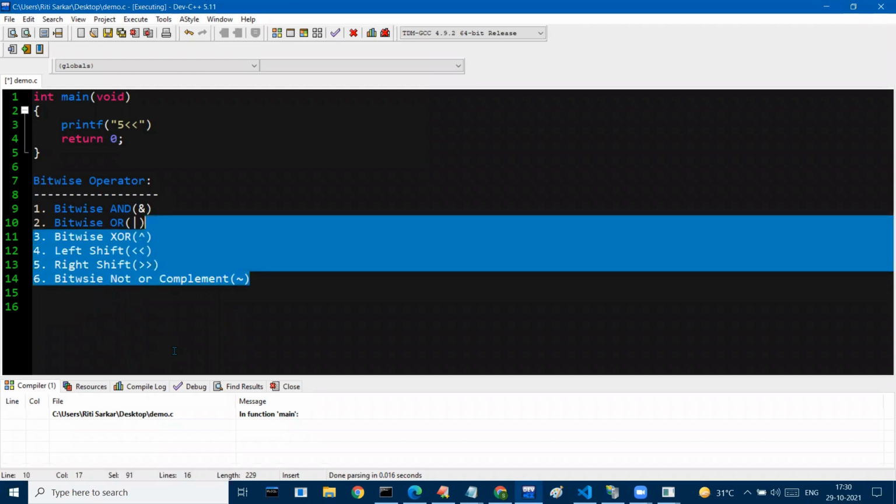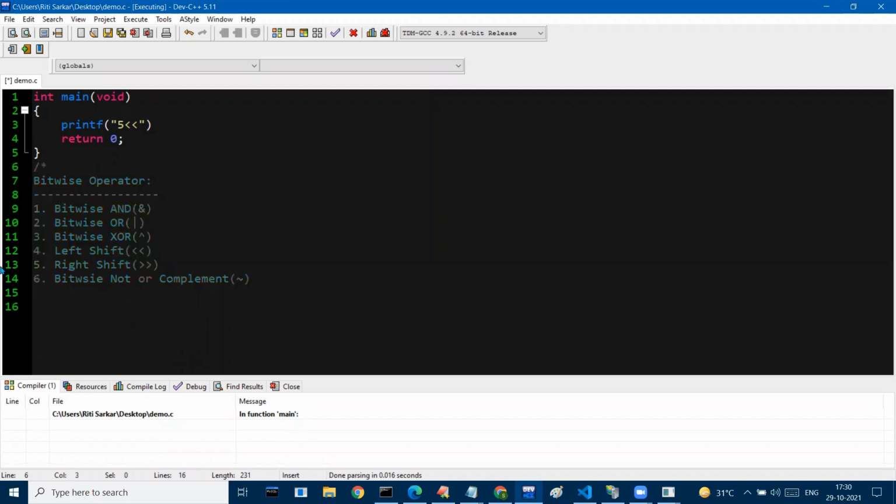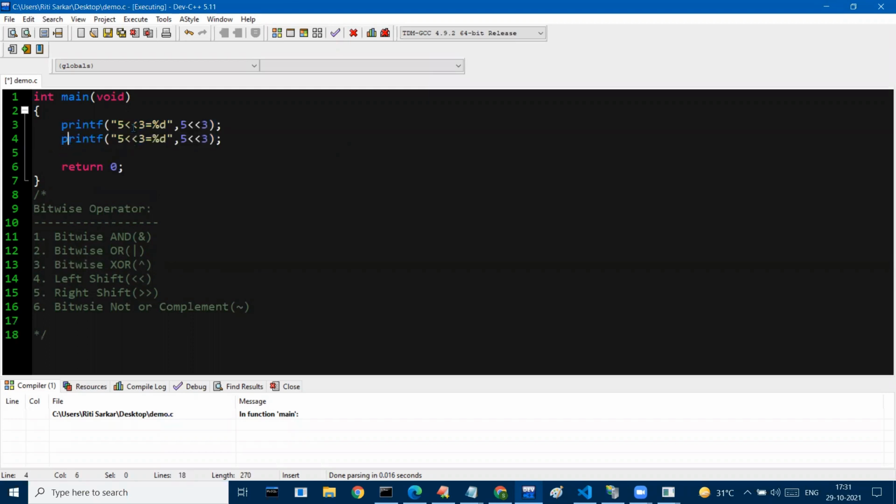Now, why are they called bitwise operators? Because they work on bits. Bit means what, guys? Bit is the short form of binary digit. Now, let us start with left shift and right shift of positive numbers first. Suppose here I'm writing printf 5 left shift by 3 is equal to percent d, and here I'm having 5 left shift by 3. Say, for example, we have another one: printf 4 left shift by 4. What will be the answer in this case?